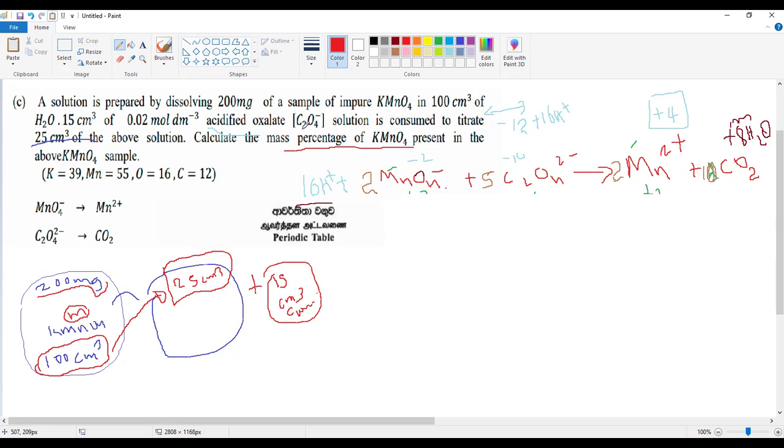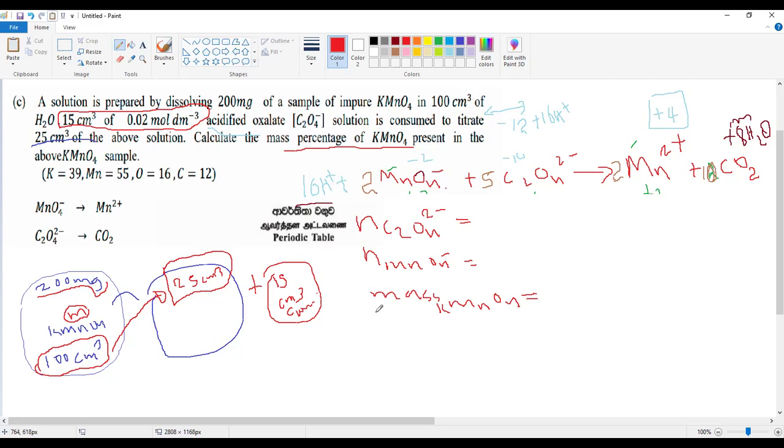So now they have given the C2O4 2- volume and concentration reacted. So I can first find the moles of C2O4 2-. This is the plan I'm going to work out, okay? Then, keeping the stoichiometry, I can find the moles of MnO4- reacted. If I know the moles of MnO4-, I can find the mass of MnO4-. That means it is KMnO4, okay? Mass of KMnO4 I can find.